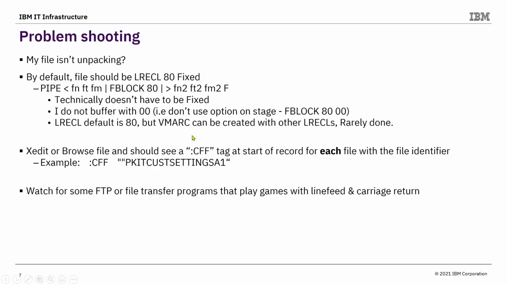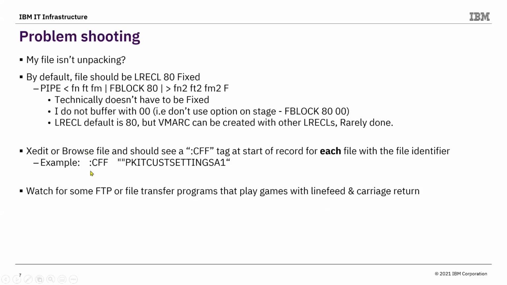Just kind of a footnote, some trivia. lrecl 80 is the default when you build a VMARC file. There are a few out there that differ because there is an option with VMARC to pack or create an archive that has a different lrecl than 80, right? But lrecl 80 is the default. So unless you've created it differently, just go with the default.